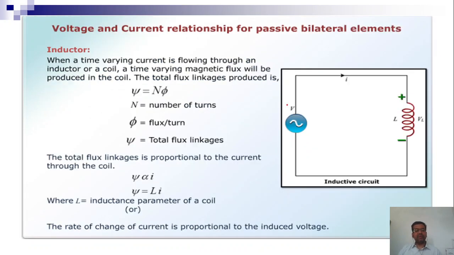Now coming to the voltage and current relationship of the inductor. We already know that this is your inductor part, your current is flowing into this. Once the current passes into this, what will happen to that?